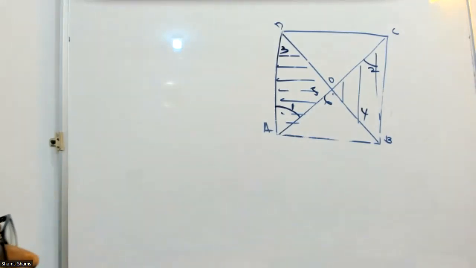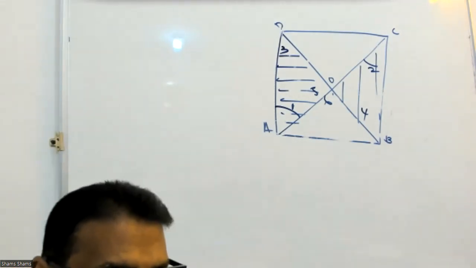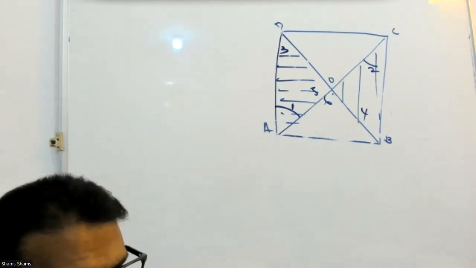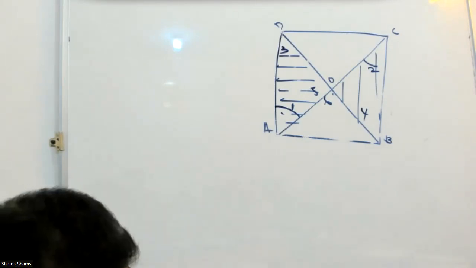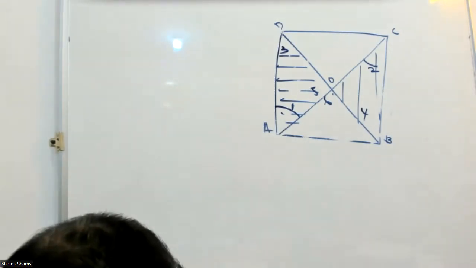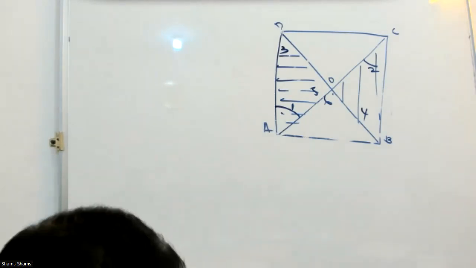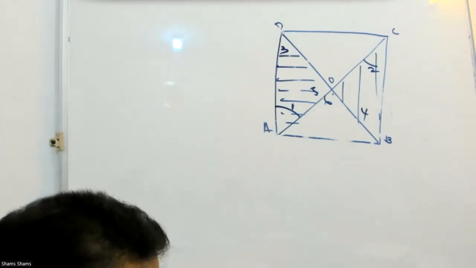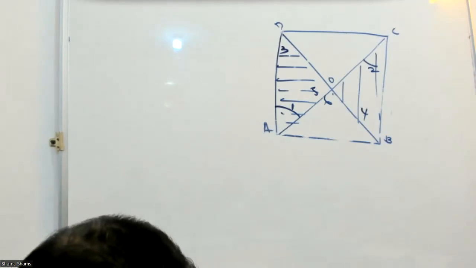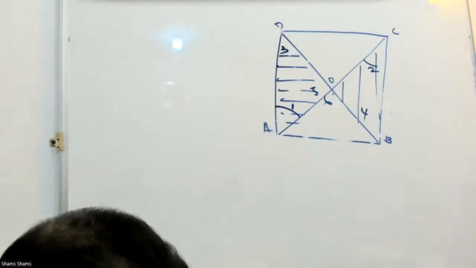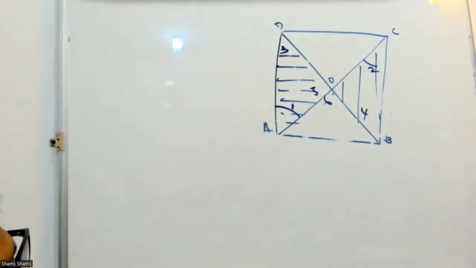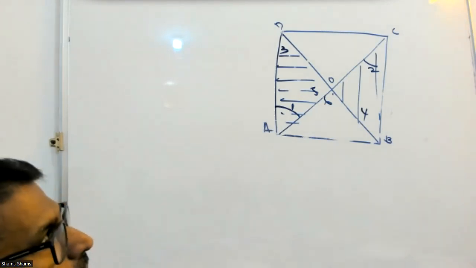Therefore, triangle AOD is congruent to triangle AOB, SSS congruence rule. Hence, angle 5 equal to angle 6, call it number 1, CPCT. Then angle 5 plus angle 6 equals 180 degrees, linear pair, call it number 2. From 1 and 2 we get angle 5 equal to angle 6, 90 degrees. Therefore, AC perpendicular to BD.